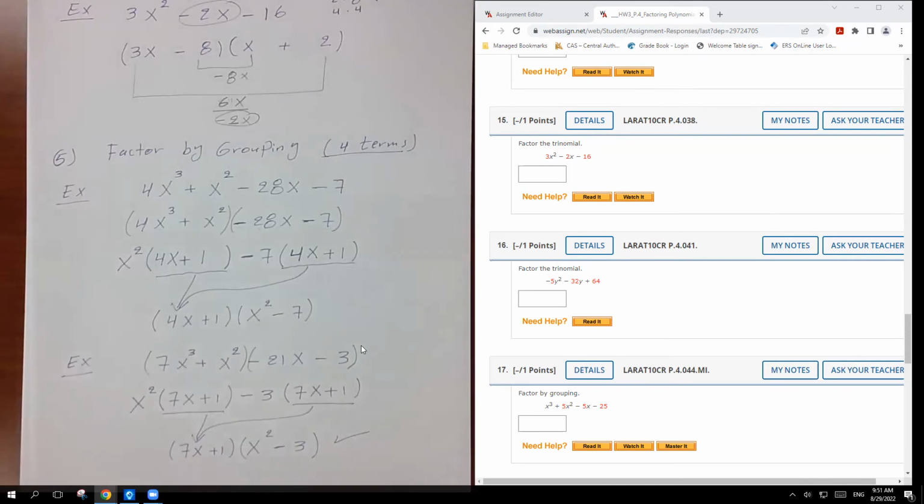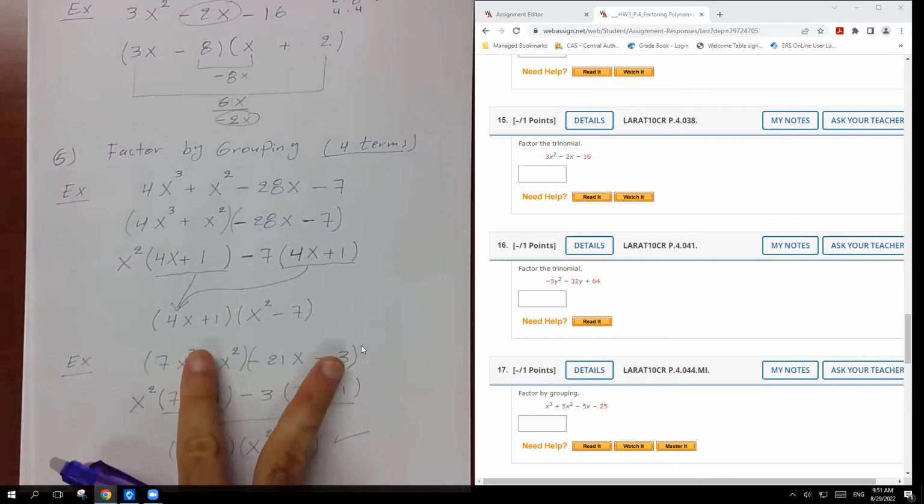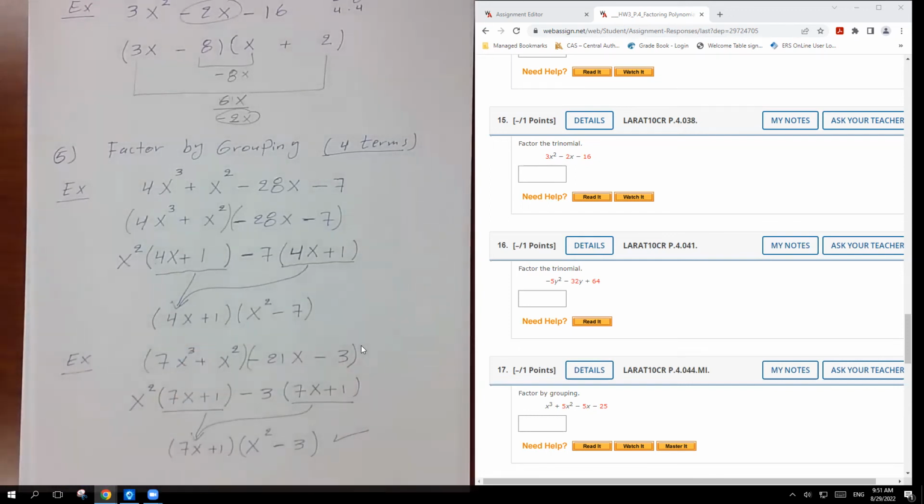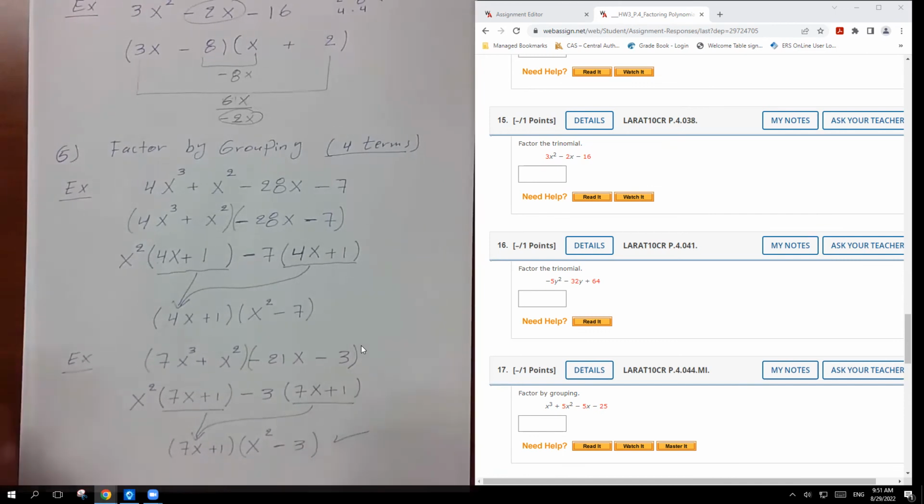How are you going to check this is the right solution? Go ahead and FOIL these 2 binomials. You have to go back to the same expression. So if you FOIL these 2 parentheses, you're going to go back to the original question. That's it.